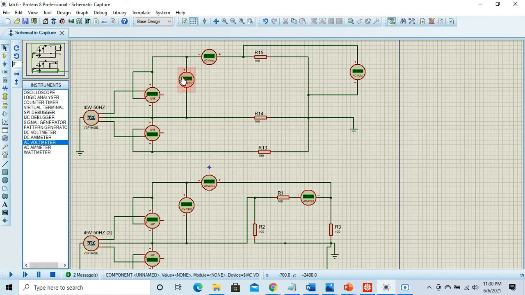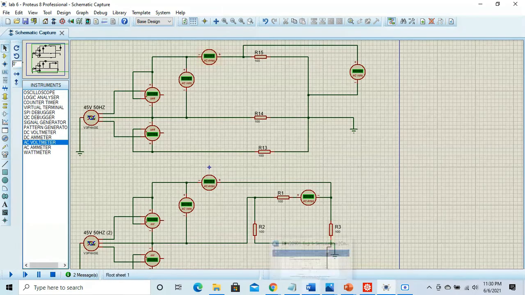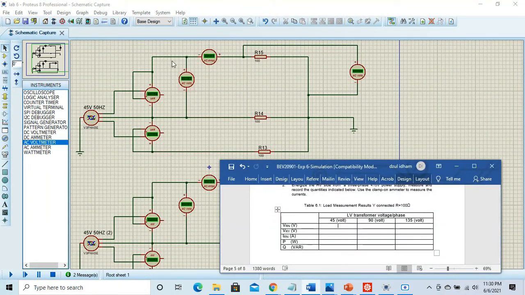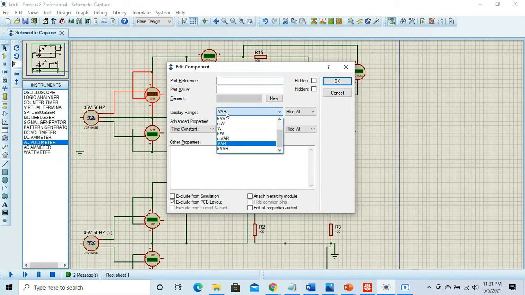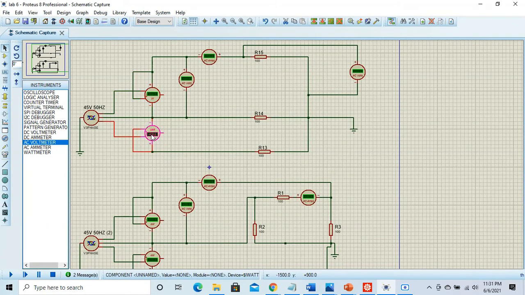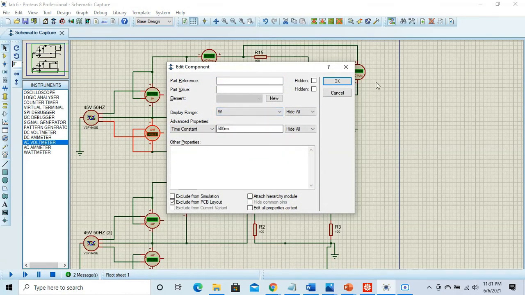This is the voltmeter, which presents the line voltage from R to Y. This is the ammeter, representing IRN, which is the current from R to N, and this is the voltmeter presenting VRY and VRN, R to N. To calculate the power in watts, we just change the unit for the wattmeter, and that's all. Let's do it.